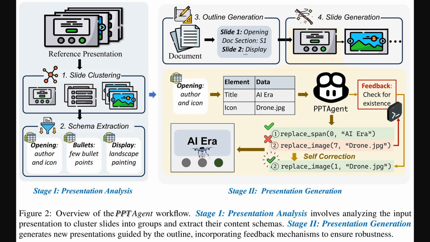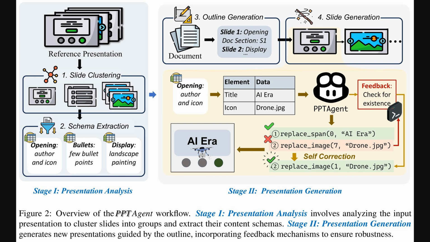Okay, so building on that idea of an edit-based approach, this next figure gives us a much more detailed look at the PPTAgent workflow. It's broken down into two main stages. First, there's stage 1, called presentation analysis. This is where PPTAgent takes a reference presentation, a good example, and starts by doing something called slide clustering. This means it groups similar slides together, like all the title slides, or all the slides with bullet points.